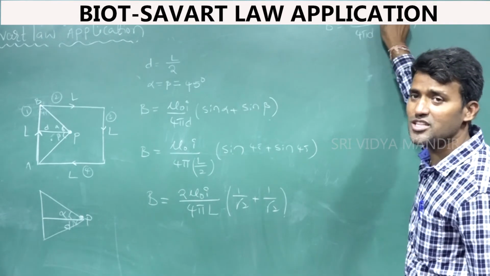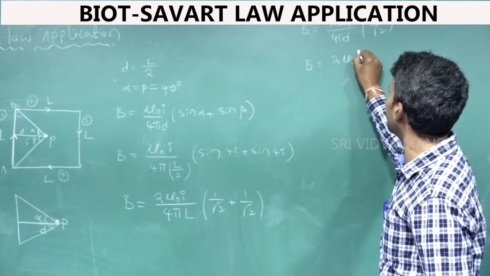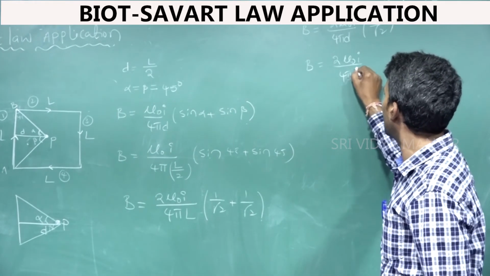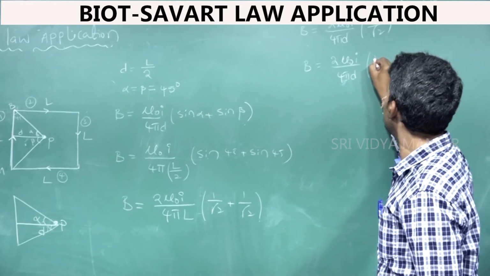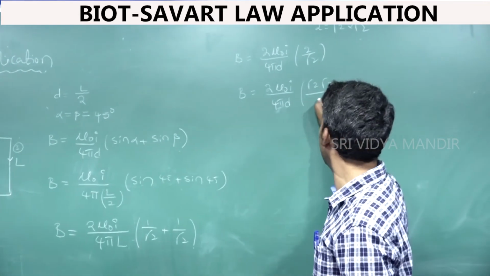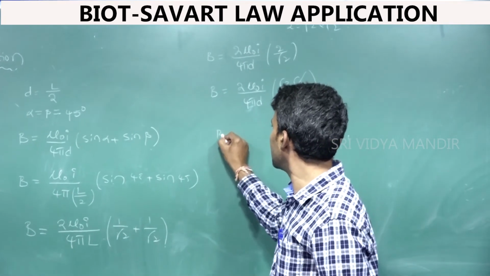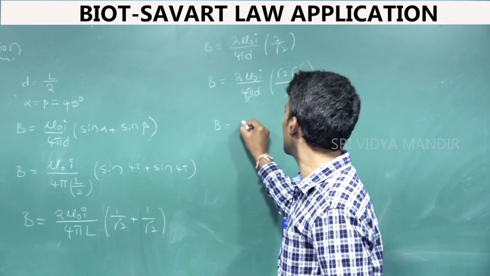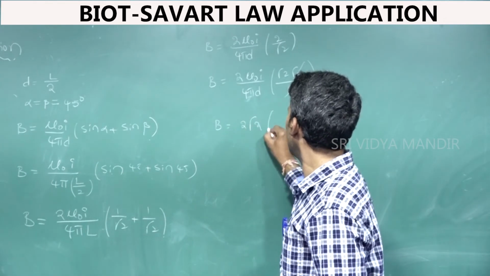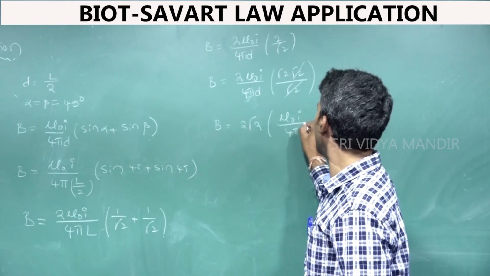Root 2 into root 2 is nothing but 2. So B is equal to mu naught I divided by 4 pi d, that is root 2 into 2. I am writing it as root 2 into root 2 divided by root 2. One root 2 and one root 2 get cancelled. We can write here B is equal to 2 root 2 bracket of mu naught I divided by 4 pi d.